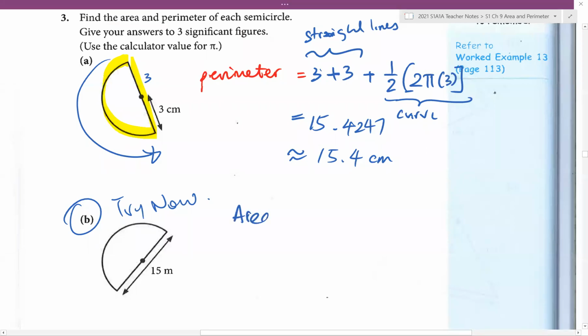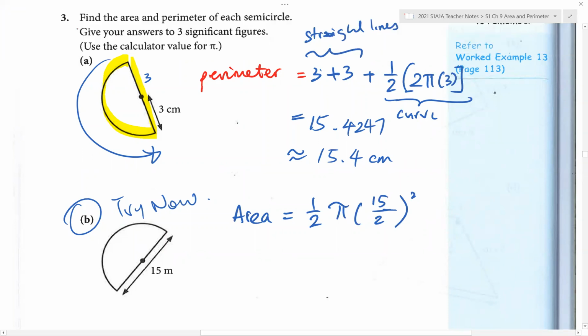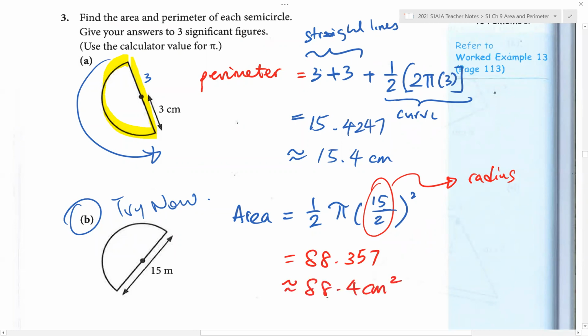So area is half of a circle, pi (15/2) squared. Here I actually combine the steps. The radius is 15/2. So calculate. Okay, so this is our area.